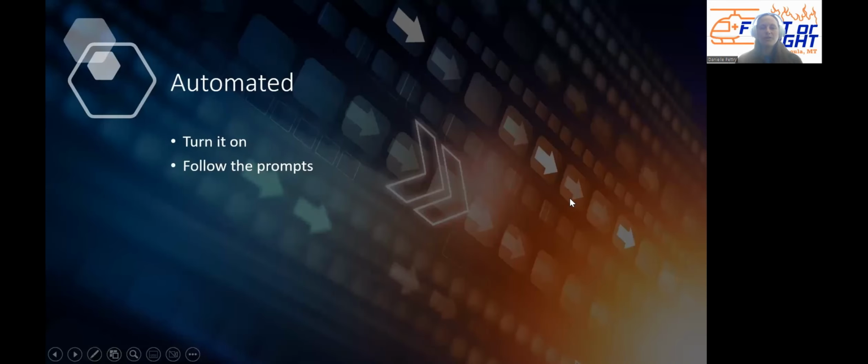Okay, so we're going to go through what each of those words means. Why is it called an automated external defibrillator? Well, it's automated because it does everything for you. You really just need to remember these two steps for using the AED. Turn it on first and follow the prompts.